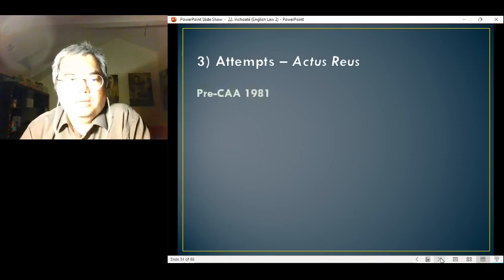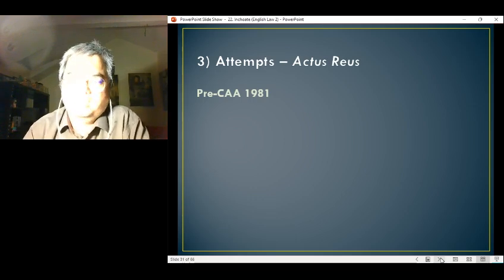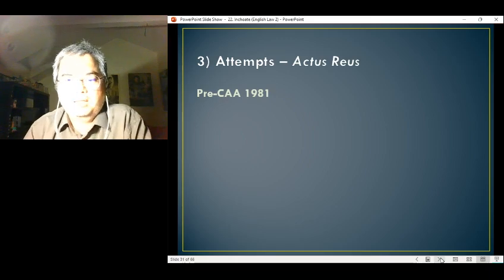Let's look a bit at the history, right? This was the pre-Criminal Attempts Act 1981. How did common law actually determine when an attempt has been committed?